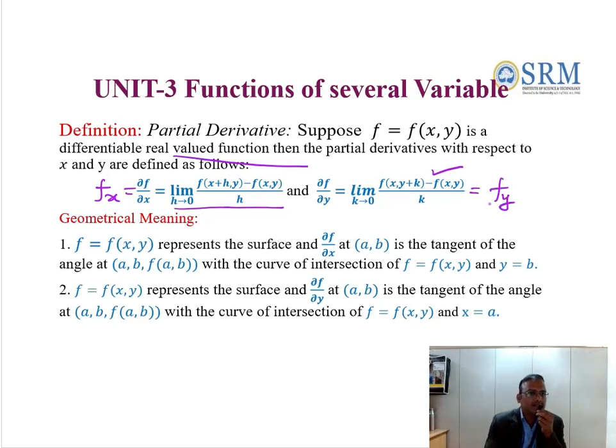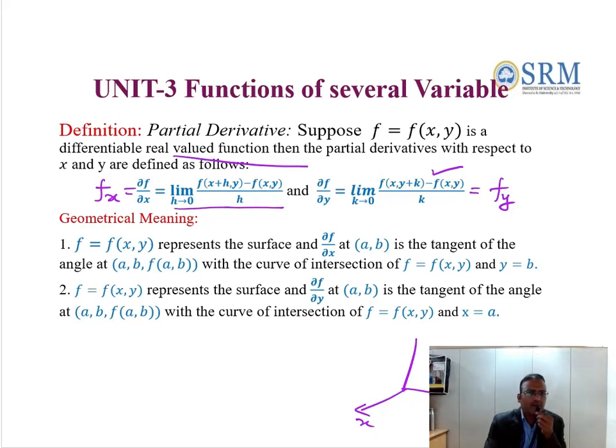Now let us see the geometrical meaning of the partial derivative. Suppose f is a function of x and y. Here f is a function of two independent variables. Therefore, the graph of f is a subset of R3. That means f equal to f of x comma y represents a surface. For example, this is our x-axis and this is our y-axis. If you plug in the values of x and y, then it generates one surface like this.